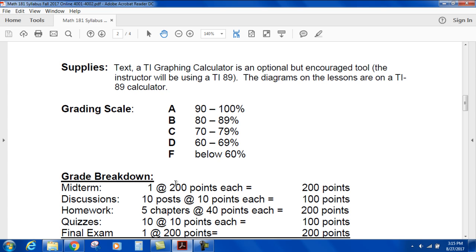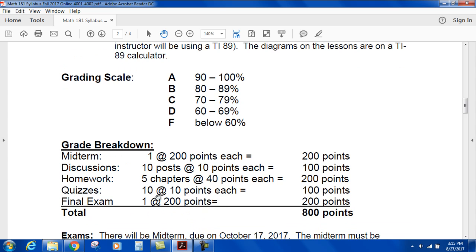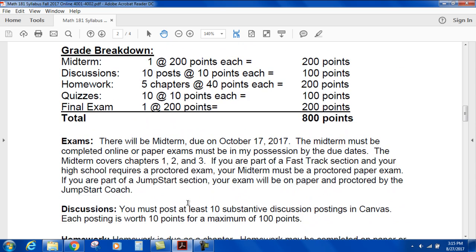So grading scale, A, B, C, D, F. Grade breakdown: you get a midterm, discussion postings, homeworks, quizzes, and a final exam. So exam, there'll be a midterm due on October 17th, 2017. The midterm must be completed online, or paper exams must be in my possession by the due dates. So not exactly sure we're going to do this. So we have WebAssign as a way to do it.